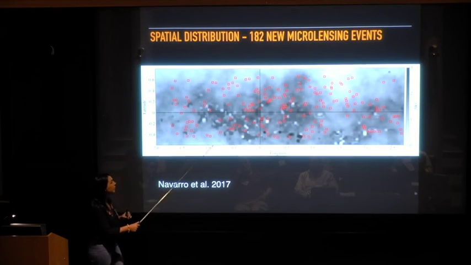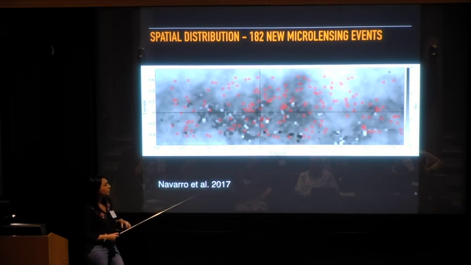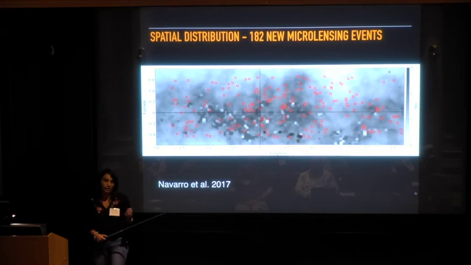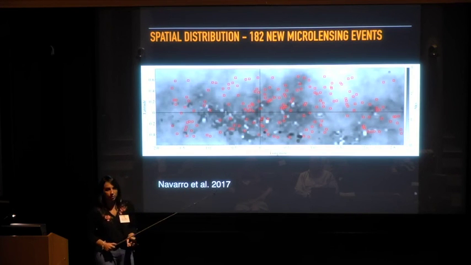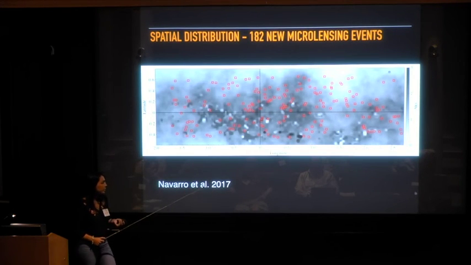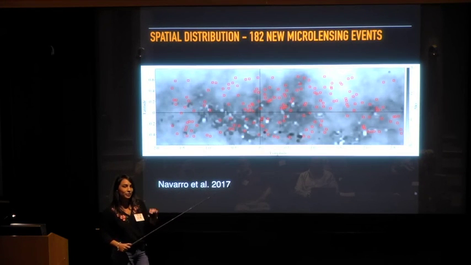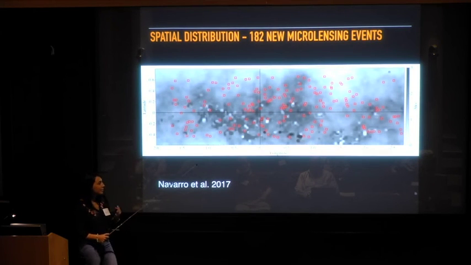You can see the map here. This is, again, the extinction map of Oscar González in the background. All of these events are new, because OGLE and MOA cannot reach the very center. With the VVV data, it's possible to obtain this. But I have to say that this survey is not made for microlensing. Now I will discuss some important details, but this is the first sample that we obtained.